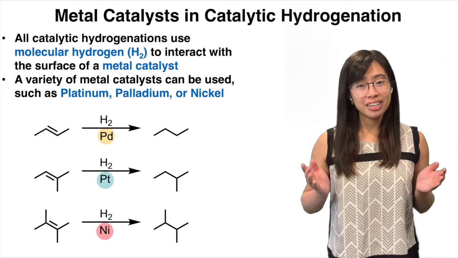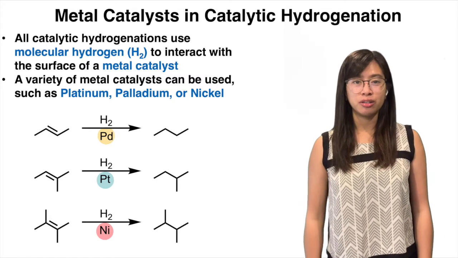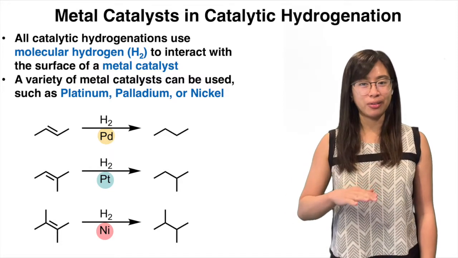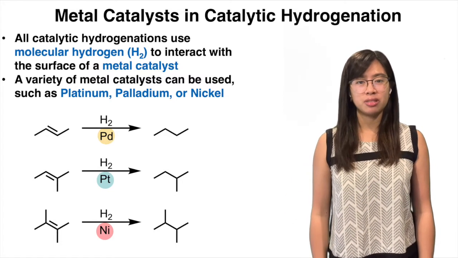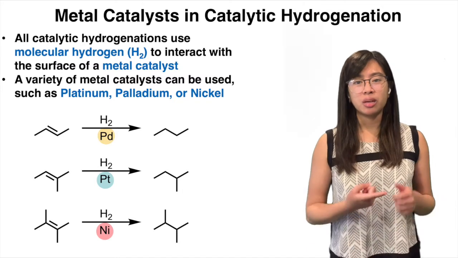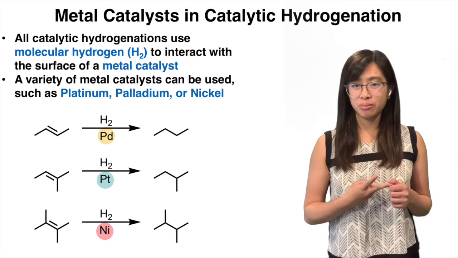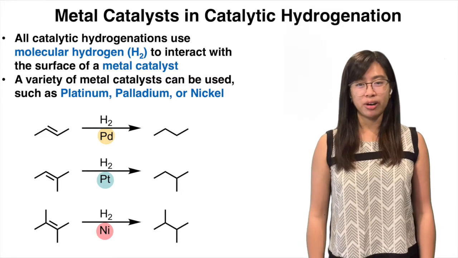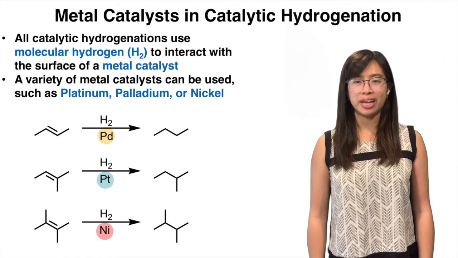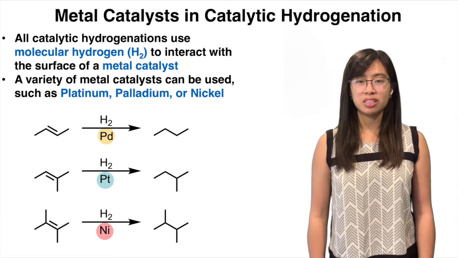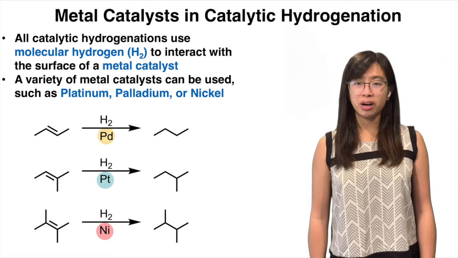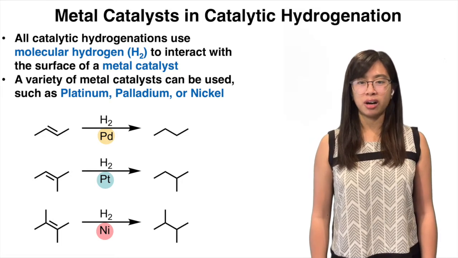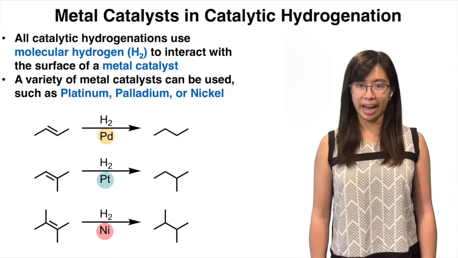So all catalytic hydrogenations use molecular hydrogen, or H2 gas, to interact with the surface of a metal catalyst. There are a bunch of different types of metal catalysts that can be used, like palladium, or Pd, platinum, or Pt, or even nickel, or Ni. They all work in the same way, where each alkene is reduced to an alkane. All double bonds in a molecule, with the exception of double bonds in aromatic molecules like benzene, will be reduced to single bonds in a catalytic hydrogenation reaction.